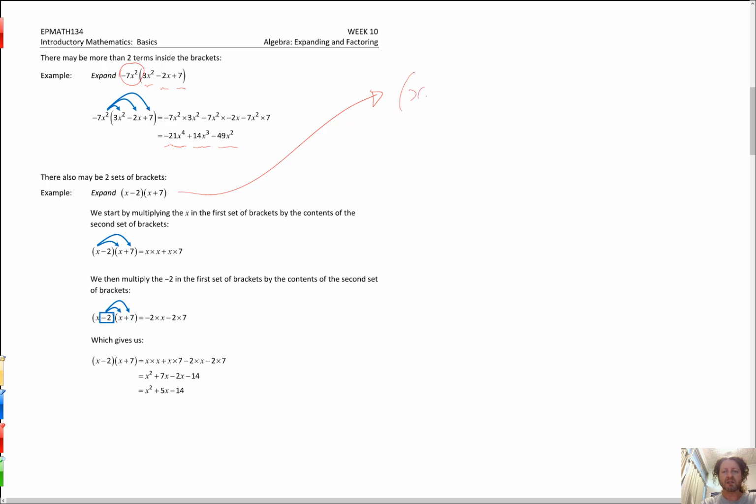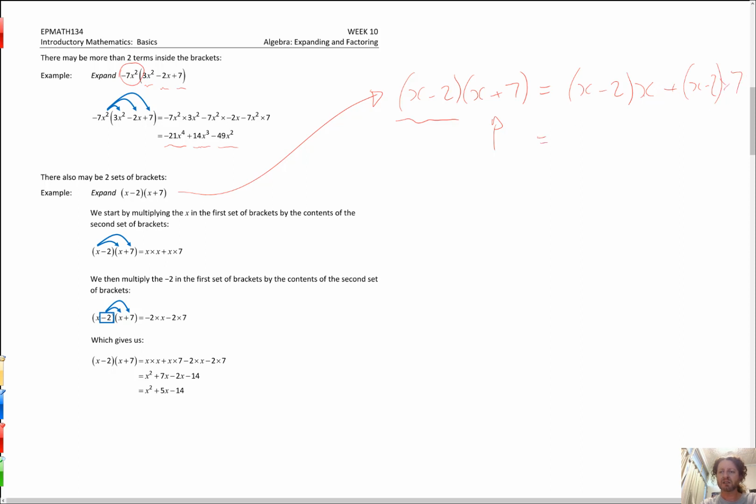I've got an example here, x minus 2 times an x plus 7. And we can consider that to be, well, here's just the term that's out the front of this bracketed item here. So I could say, well, it's this term, x minus 2, multiplies by the x, and then the x minus 2 also multiplies the 7.